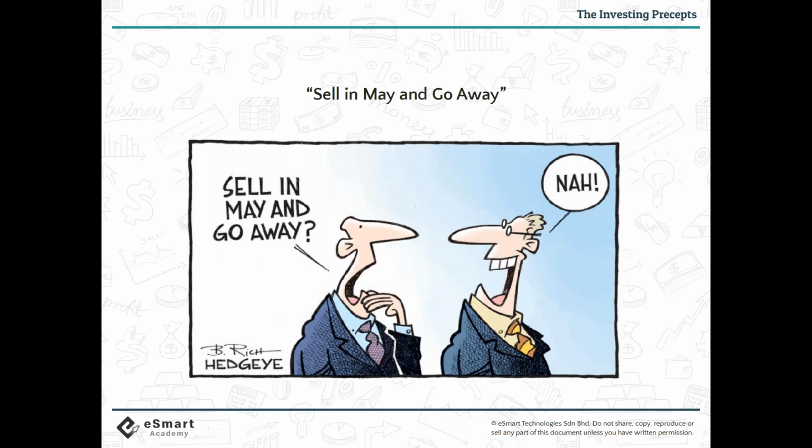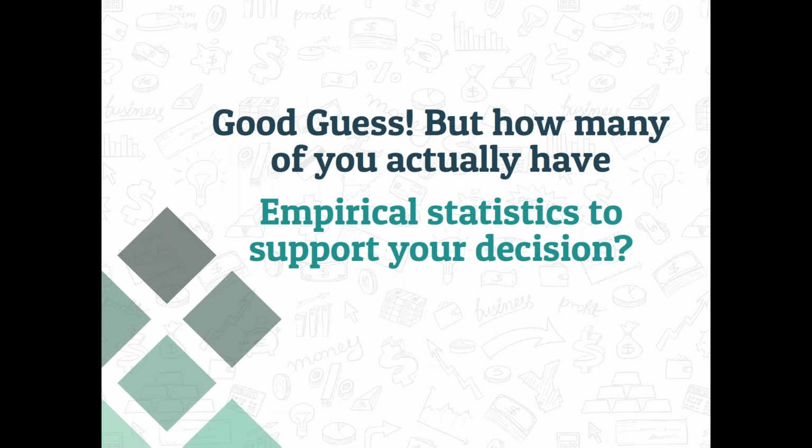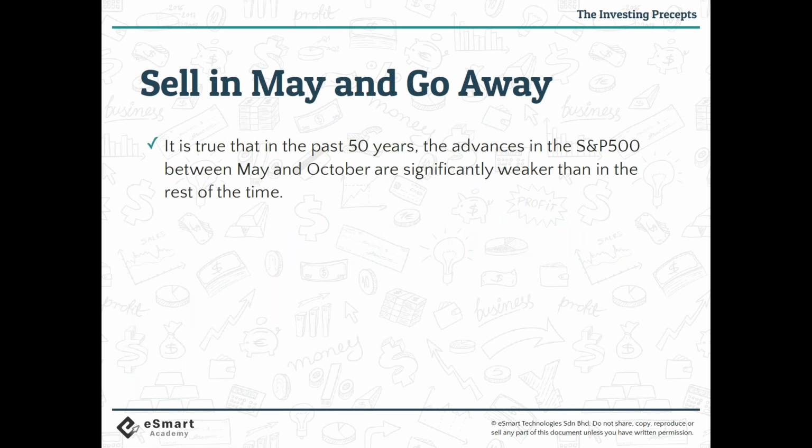But the interesting part here is that a lot of times we say sell in May, but how many of us actually went in and studied the statistics of it? So I went in and found out a little more. Does it really make sense to sell your stock in May because there's a high probability of it falling? I did the research, and it's true based on 50 years of historical data that the S&P index between May and October tends to be slower.